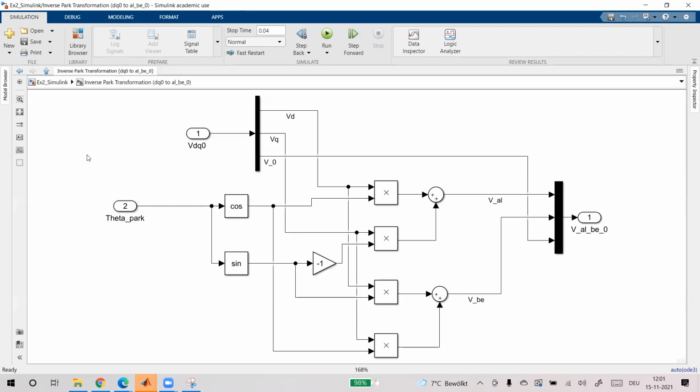You can make this angle as an input. You can see I have made this the input, because if you make some changes in that outside angle for the Park transformation, then it's different. So they should be the same. Remember, for the Park transformation and inverse Park transformation, you should use the same angle.